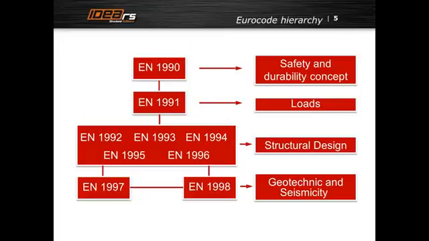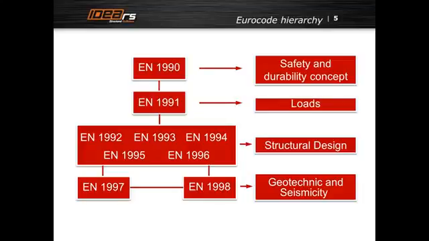Now Eurocode hierarchy. You might know that Eurocode is split into several codes. Eurocode EN 1990 is the code dealing with safety and durability concept. You get the information of how to combine loads and what the reliability is and so on. Eurocode 1991 is about loads. It has several parts: different parts for snow load, wind load, moving loads, etc.